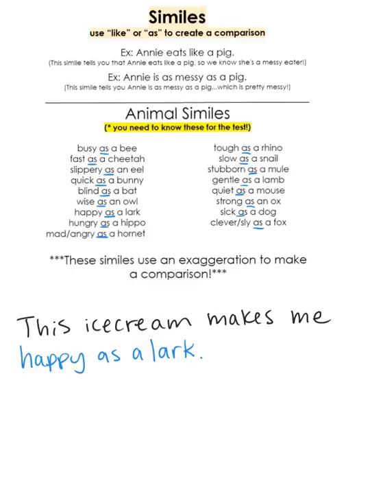So remember, similes have to use like or as somewhere in them to compare two things to each other, right? So I'm comparing myself to a bee, or I'm comparing myself to a fox, or somebody else to a mule, right? I'm comparing them to show the extent to which I display that adjective, okay?